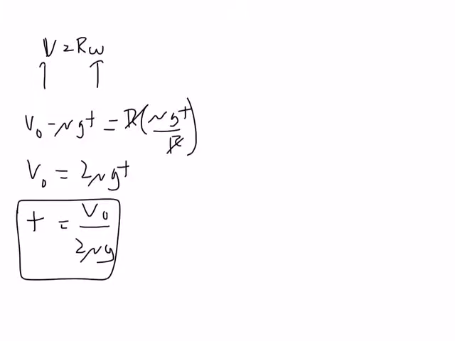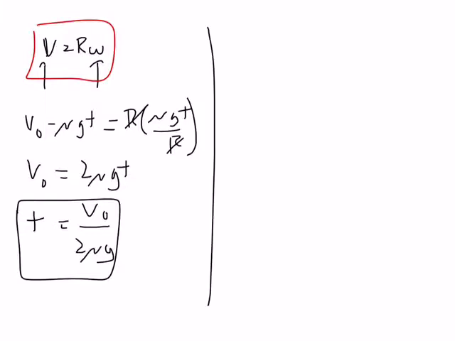So that's tough. Like, the math on that is easy once you recognize that this is the statement that you're evaluating. But recognizing that is exceedingly hard, I think. So this is something to be aware of. Remember what rolling without slipping means. It means that equation must be true. Okay.